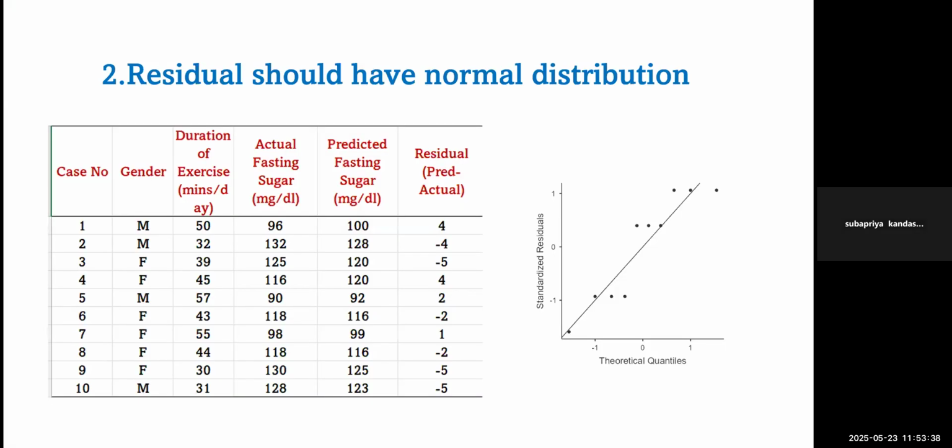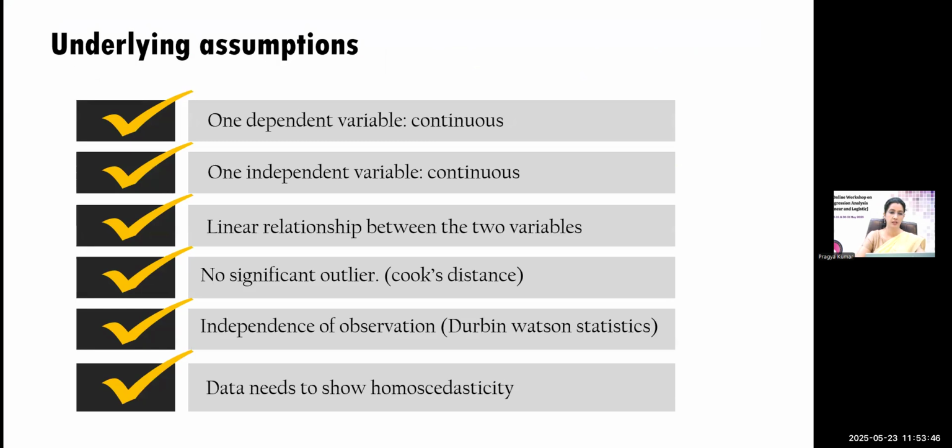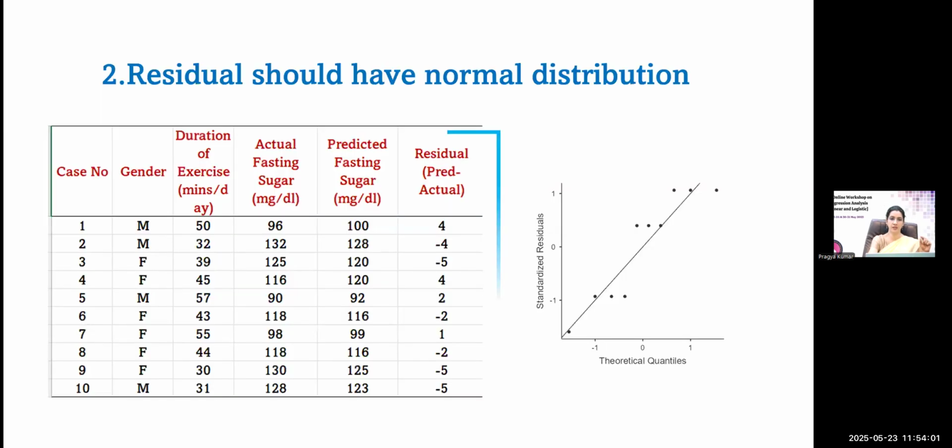Okay, ma'am. So now coming to the second assumption. That was my first assumption. So the first assumptions are that there should be one dependent and one independent variable, and there should be a linear relationship between the two variables. And then comes the next one, which is that the residual should have a normal distribution.